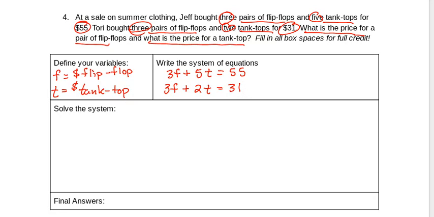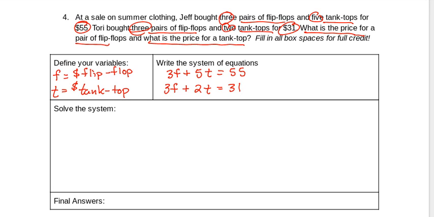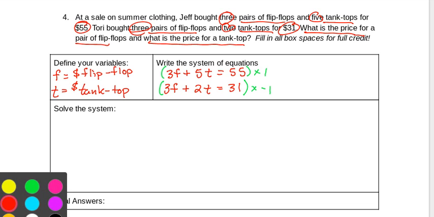Now, I need to solve this system so I can answer that question. And in this particular one, there are no opposites and neither equation is solved. So what I'm going to do is I'm going to just multiply the bottom equation by -1. The reason why I'm doing that is because I already have a positive 3F, and I just want to make a -3F on the bottom. So technically on the top, I'm multiplying by +1. Okay, so let's go ahead and do that step here.